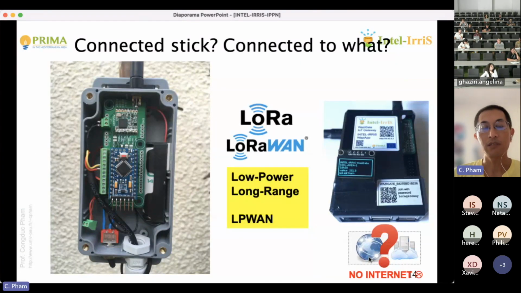So connected stick, connected to what exactly? Because our stick is definitely not connected to the internet because of power consumption. So it's a design choice. We didn't want our stick to be connected to the internet, but it is connected to a gateway. So the gateway will be placed in this smallholder's office, for instance, or somewhere where it can be protected from the rain. We actually do have an outdoor gateway that can also be placed if there's no such possibility. But of course, we have to power the gateway somehow.